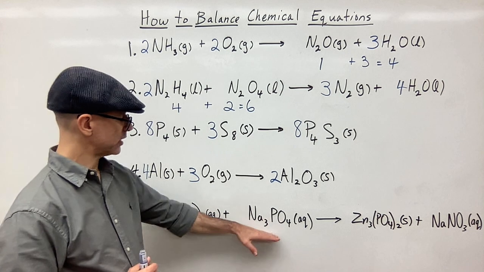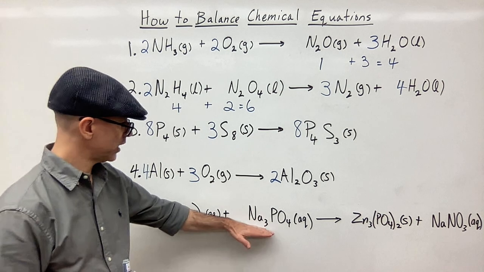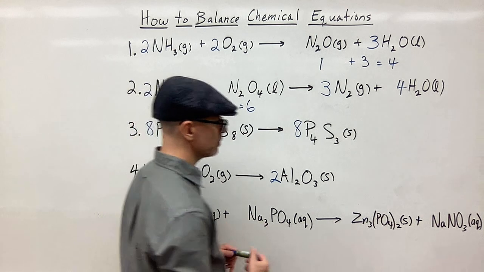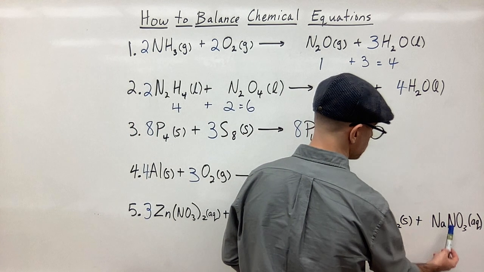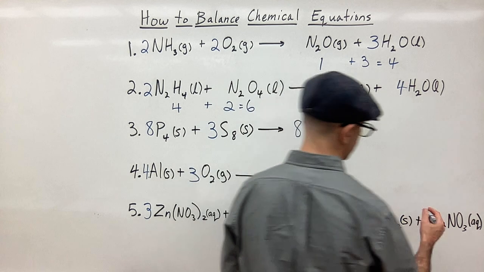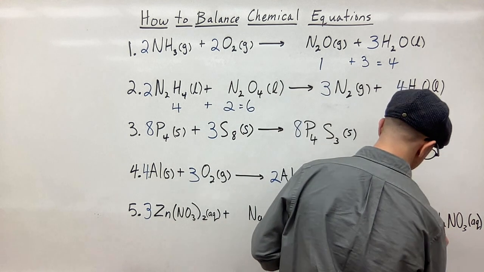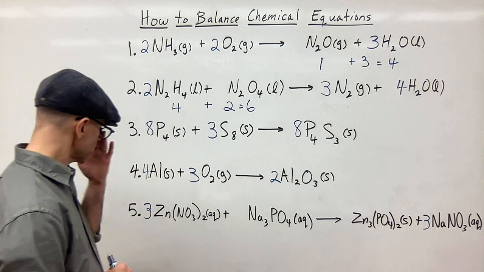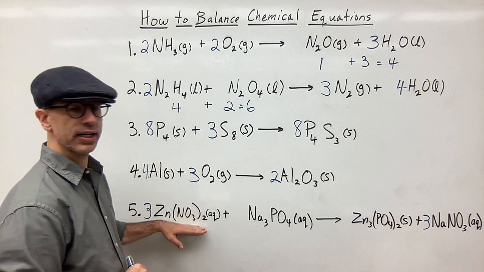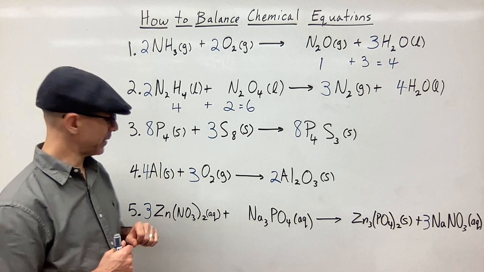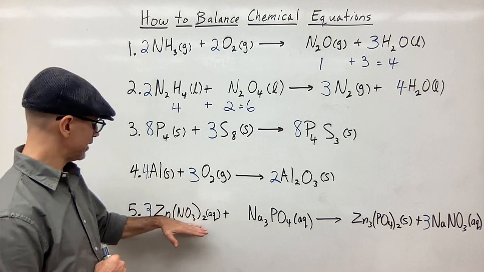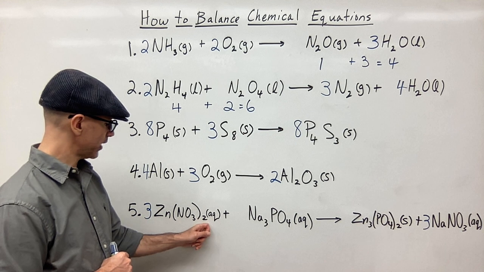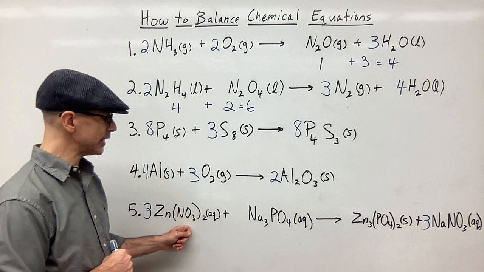Now for the sodium, that's a metal. So I have 3 sodiums here. 1 times 3 is 3. And then what times 1 is going to give me 3? Again, 3. Okay, so now my sodiums are balanced. So now we can go to the nonmetals or the polyatomic ions. And here I have nitrate. So I have 3 times 2 nitrates. So that's 6 nitrates here.